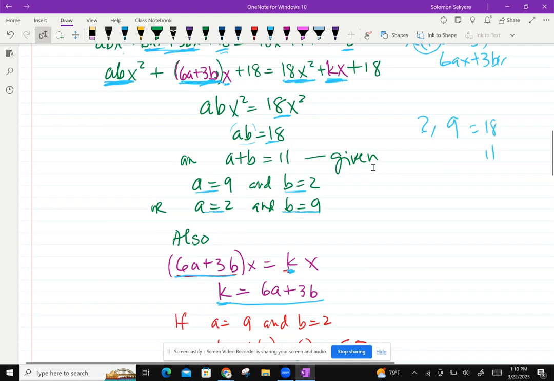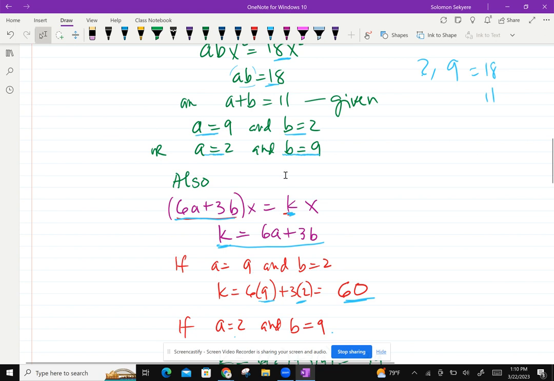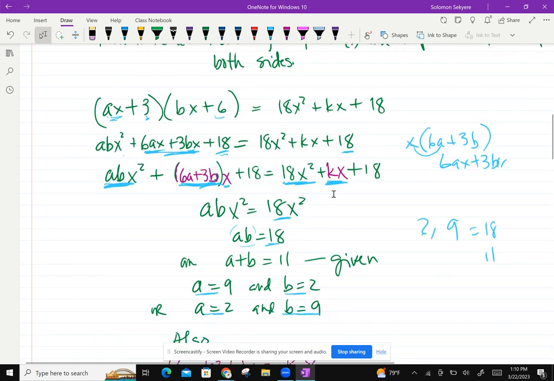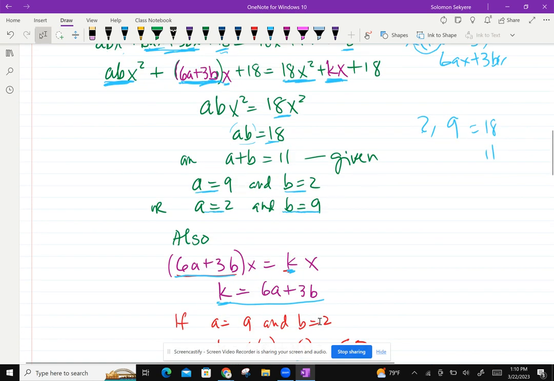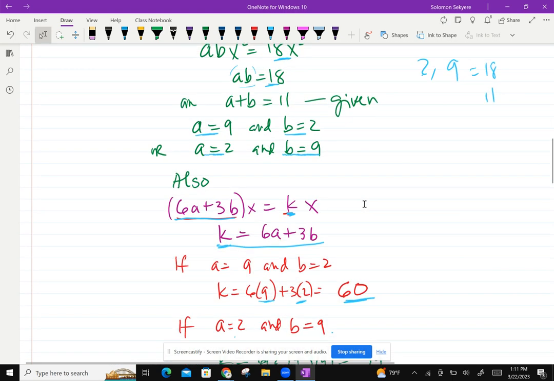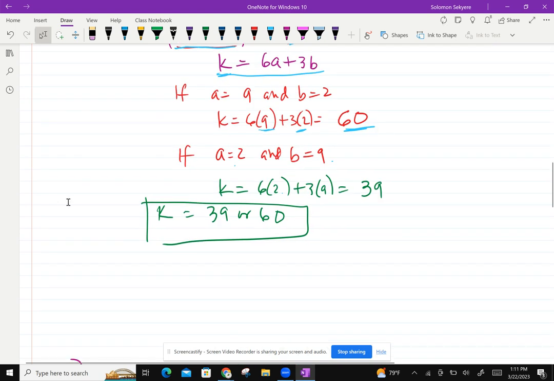Then we arrive at what the product ab is equal to, and what k is also equal to. We are also given in the question a plus b. That narrows down the possibilities of a and b. We have two possibilities now: a equals 9, b equals 2, or a equals 2, b equals 9. That is why the question is asking you what are the two possible values of k. Put it in, that's your answer.